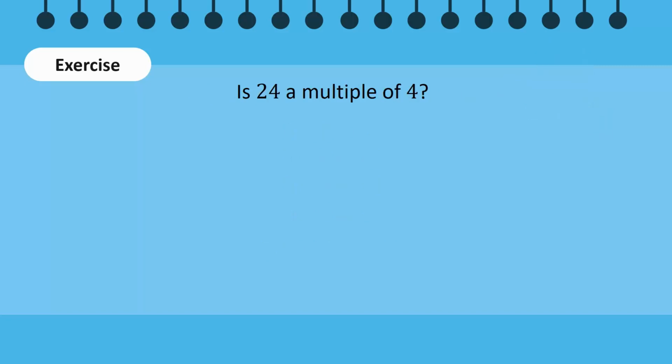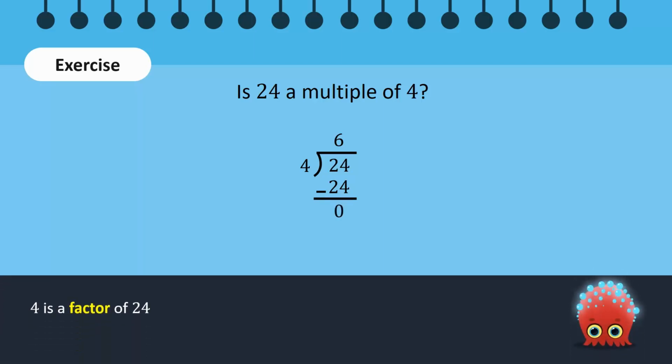Is 24 a multiple of 4? Four divides completely into 24, and the remainder is 0. This means that 4 is a factor of 24. Since 4 is a factor of 24, 24 is a multiple of 4.